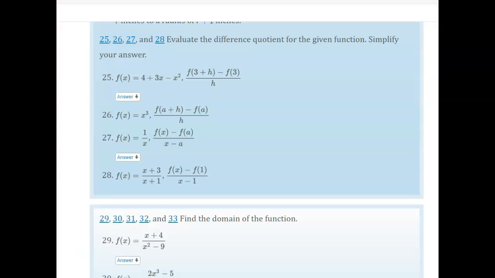That should be enough to get you through section 1.1 homework. So please see me on office hours if you have questions, or send me an email with a screenshot being very specific about the question that you have, or contact me in Canvas.